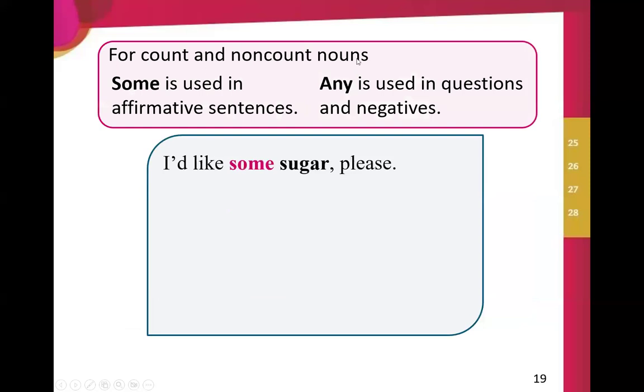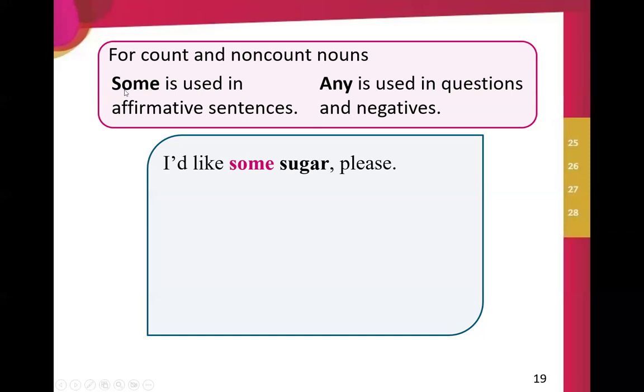For count and uncountable nouns, for example, we use some and any. But there are cases or differences between some and any. We use some in affirmative sentences, but any in negative statements. We cannot use some in negative statements, and also we cannot use any in affirmative statements, but we can use both of them in questions according to the meaning of the question itself.